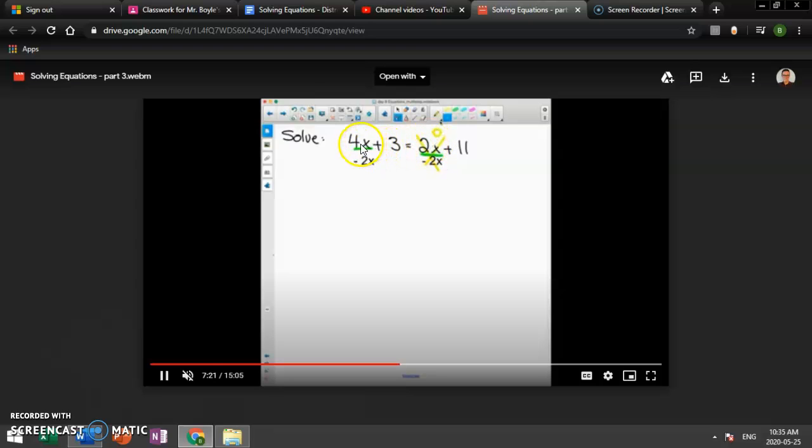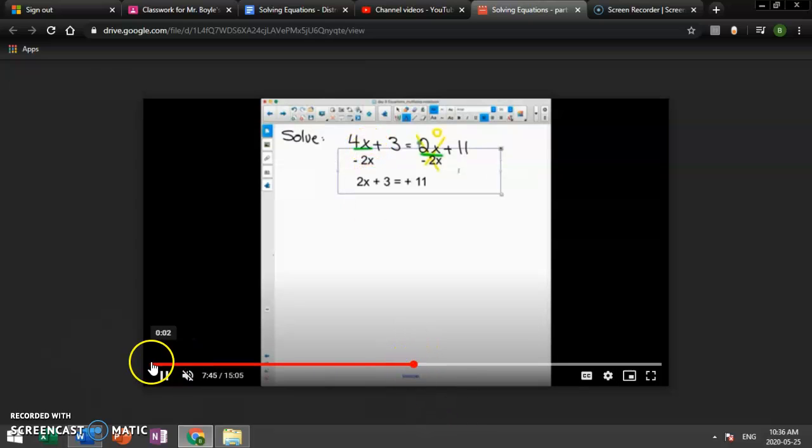And then we know that 4x minus 2x equals 2x, right? You can just simplify those because they're like terms. They're both x's. If you do that, here's what your second equation will look like. It'll be 2x, right? 4x minus 2x. 2x plus 3 equals 11 because the 2x cancels out on this side.